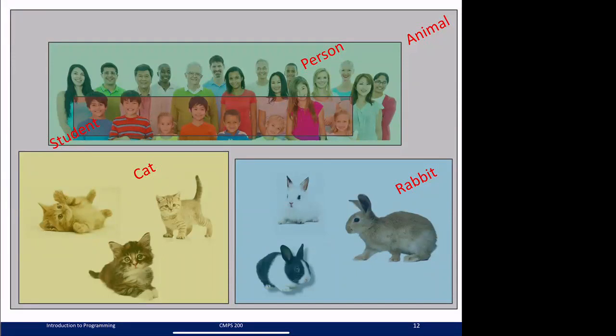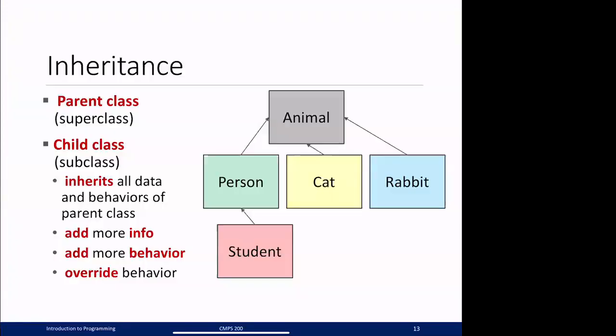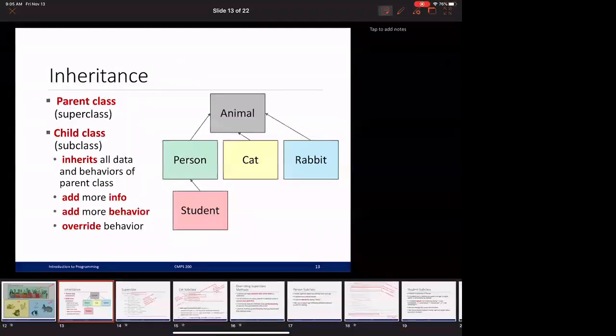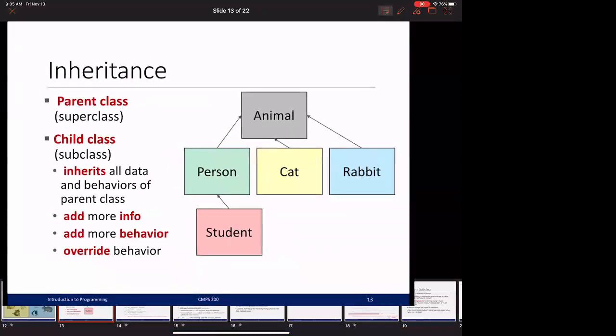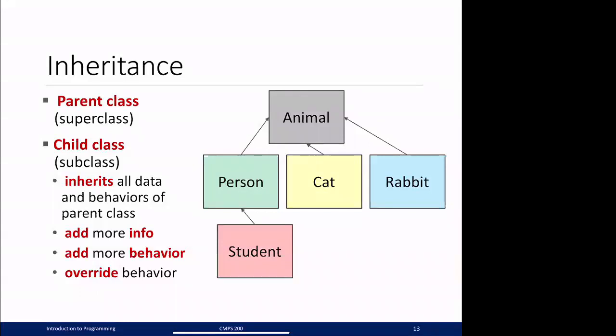So maybe people are even subdivided into more categories or subclasses, for instance, like student. With inheritance, you typically have a parent class or a superclass. In that example, it's the animal class. And you have a child class, one or more. We also refer to it as a subclass. So we have person, cat, and rabbit, which are all subclasses of the superclass animal. And student is a subclass of person.